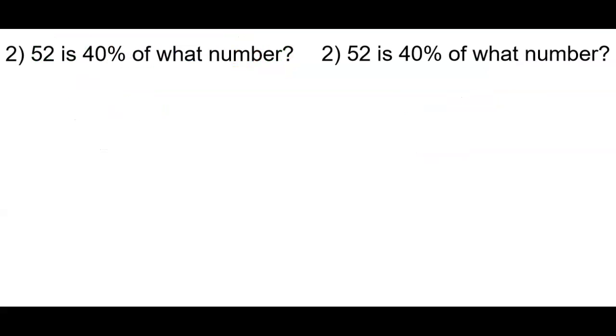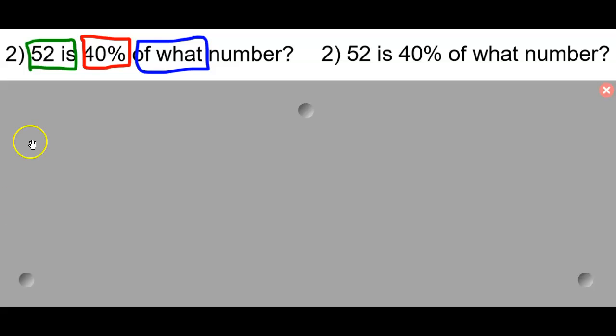52 is 40% of what number? So if you want to try this on your own, write your percent over 100 equals your is over of, and then fill in the numbers, cross multiply, and divide by the extra number. And then over here, write the equation and solve. But let's look at this. So 52 is my is, 40 is my percent, of is what I'm looking for, so that's my x. So how does that look?